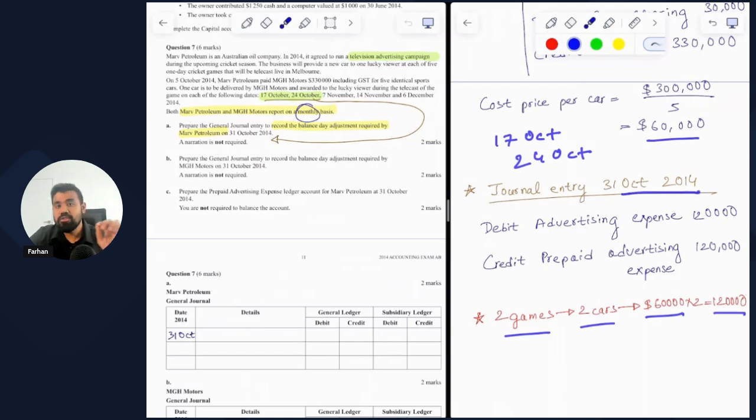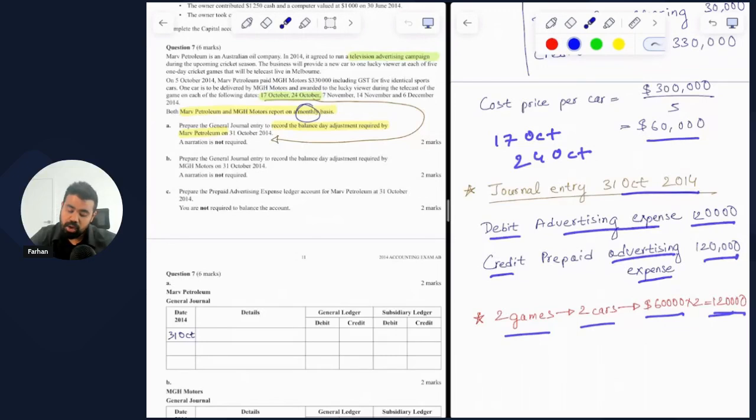So now that you have consumed the economic benefit of $120,000, we can say that an expense has been incurred. And when expenses are incurred, we debit them. So that is why we are recording debit advertising expense as $120,000. Okay? We are crediting prepaid advertising expense by $120,000 because this means that we are reducing the current asset that we originally recorded on 5th of October for prepaid advertising by debiting it at that point in time by $300,000.